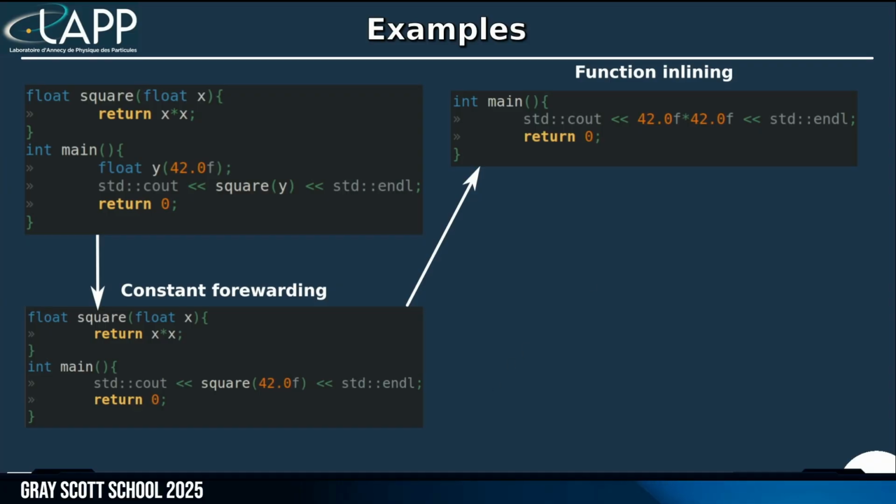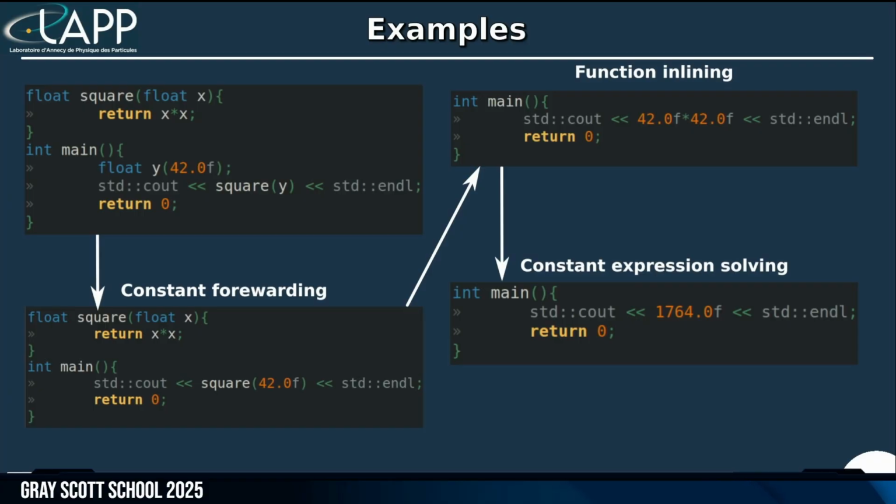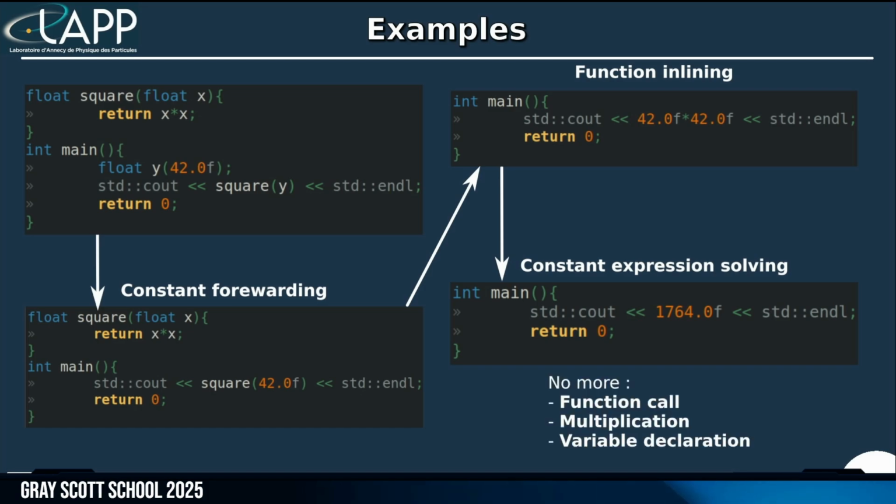And then the compiler will say, okay, but now I can do some math with it. So you can solve your expression as a constant. So compute 42 times 42, you have 1764, and that's it. And by doing that, you have no more function call, no more multiplication, and no more variable declaration. That's why sometimes you want to profile a code and you say, oh, my function is not there, because you have an inline.